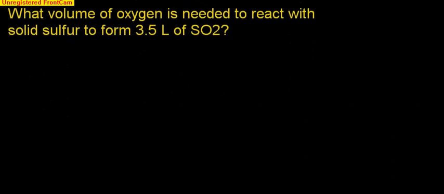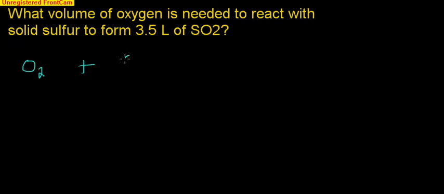It says, what volume of oxygen is needed to react with solid sulfur to form 3.5 liters of SO2? Well, the first important thing that we need to do is to get our balanced chemical equation. It says, what volume of oxygen? So oxygen is going to be a reactant, so I'm going to say O2. Now, oxygen, remember, is diatomic. Oxygen is not mixed with anything here, so it's just by itself. So oxygen gas is always O2.